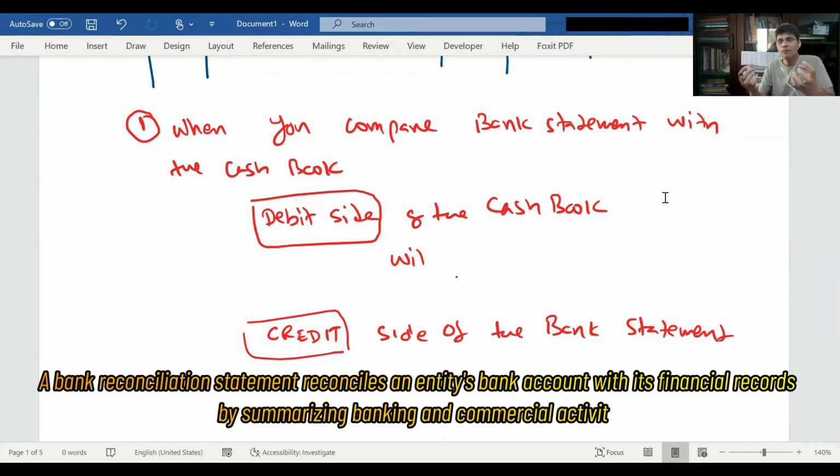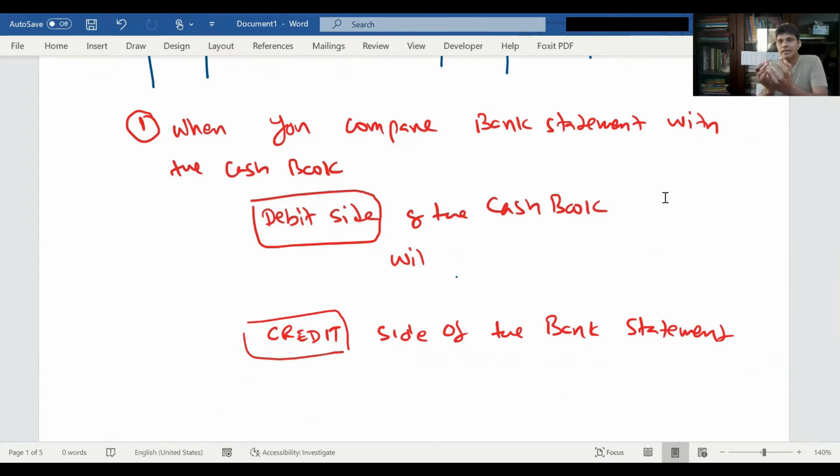Okay, so therefore, bank reconciliation statement means you compare the bank statement balance with the cash book balance and you are comparing whether it's matching. Usually at the end of the month when you receive the bank statement, you have to compare it with the cash book balance. Usually it will not match. There are so many reasons. So this is what I want to explain to you.